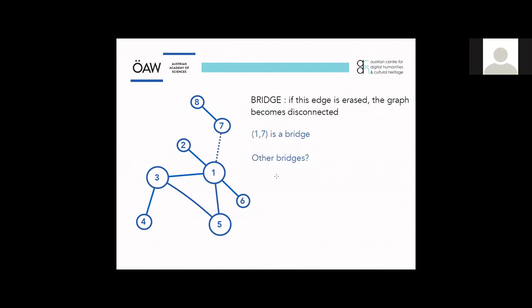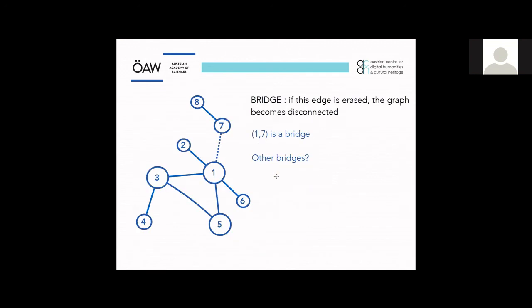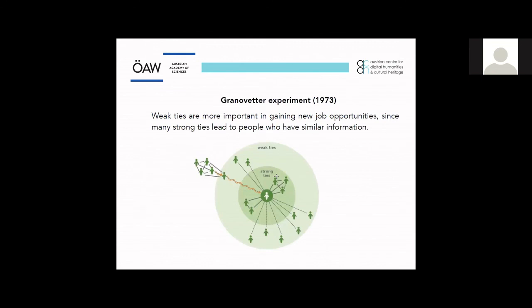And this is a very important notion. What is a bridge? A bridge is an edge that, if it is erased, the graph becomes disconnected. So, for example, 1-7 is a bridge, but also 1-2 is a bridge, or 3-4 is a bridge. Why are these edges so important? This is an example of why they are so important in social networks.